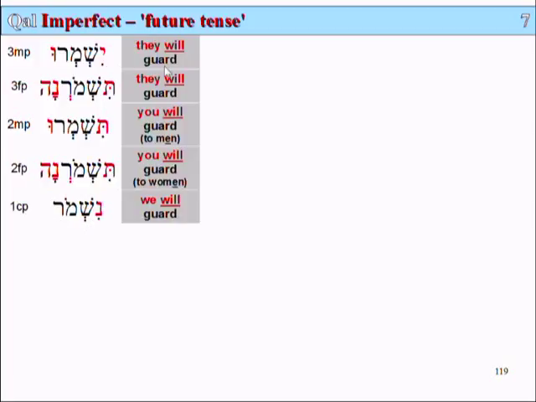So we have they will guard, yishmaru. They will guard to women, tishmorna, or of women. You will guard to men, tishmaru. You will guard to women, tishmorna. And we will guard, nishmor. So that's the third person masculine plural, third person feminine plural, second person masculine plural, second person feminine plural, and first person common plural. So let's have a look at some plural examples.